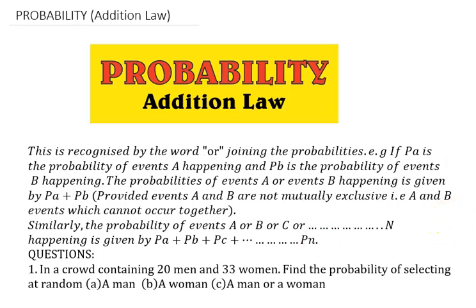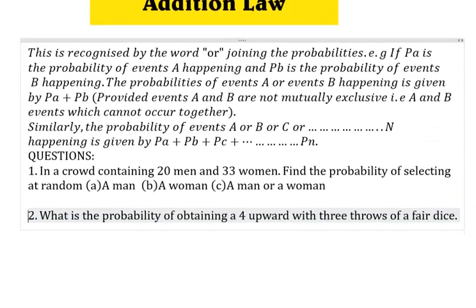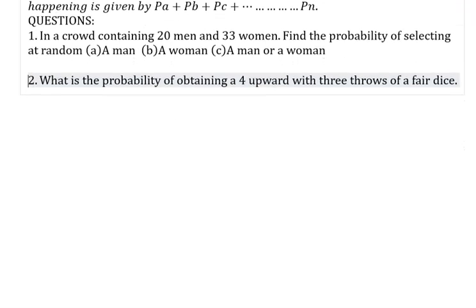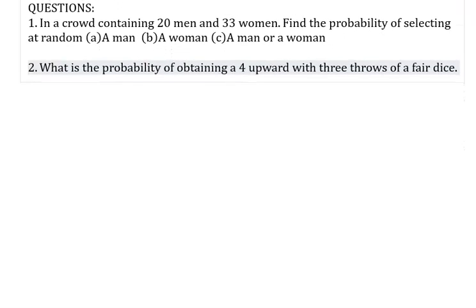Now, we have some questions here. Let's see how we can tackle them. We have two questions here. Question number 1. In a crowd containing 20 men and 33 women, find the probability of selecting at random: A, a man; B, a woman; C, a man or a woman. The second question: what is the probability of obtaining a 4 upward with 3 throws of a fair die?